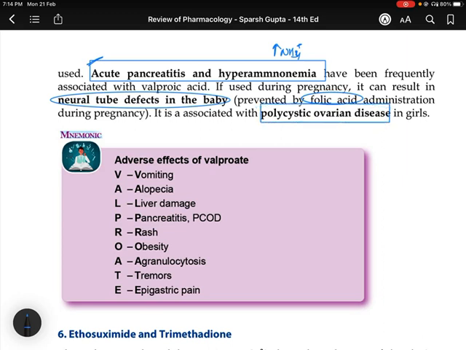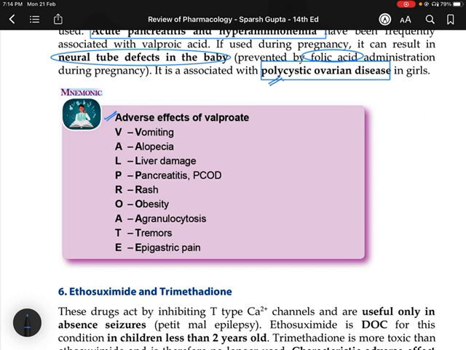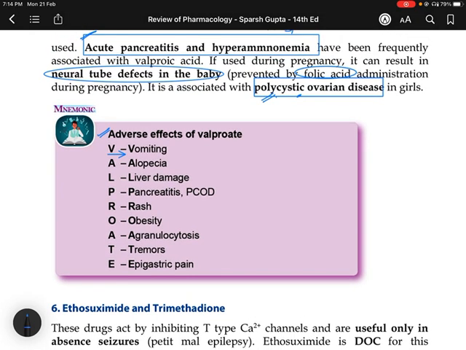Polycystic ovarian disease, which is also a very... Okay. So there is an adverse effect of valproate. Valproate causes vomiting, alopecia, and liver damage. Obviously, hepatotoxicity is there, and hepatic necrosis if it's given to babies under 2 years of age. Then pancreatitis and PCOD are there. Obviously, acute pancreatitis. Rash is there, obesity is there, agranulocytosis, tremor, epigastric. These two are very common ones. But take care.